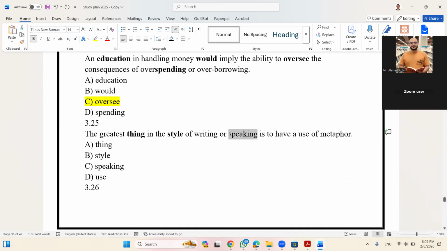Yeah, the greatest thing in the style of writing or speaking is to have a knowledge of metaphor, not use. All right.